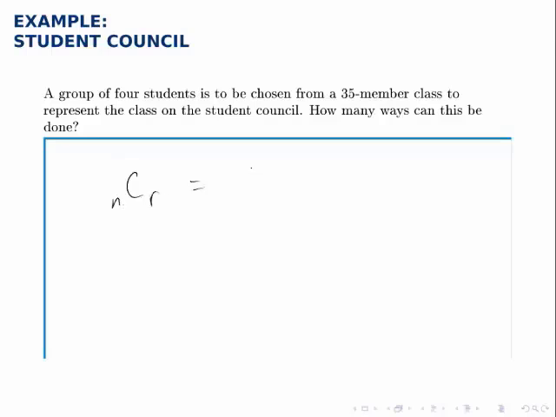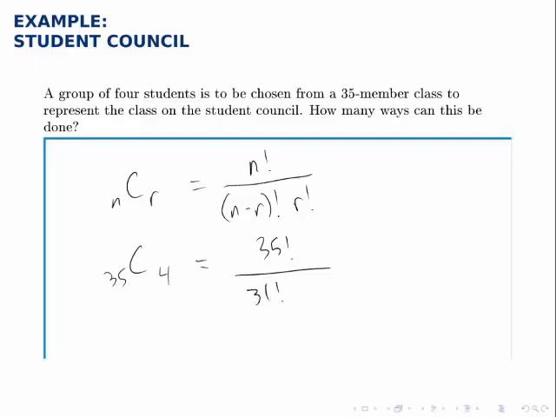So we're going to use the combinations formula. Remember, the combinations formula in general is n factorial over n minus r factorial times r factorial. And either you can keep this formula handy or use the built-in function in the calculator. I'll illustrate both for the purposes of this example. So, in this case, n, or the number that we're choosing from, is 35, and r, or the number we're choosing, is 4. So we choose 4 students from this group of 35. So, n factorial is 35 factorial. N minus r is 35 minus 4, or 31, and r is 4.